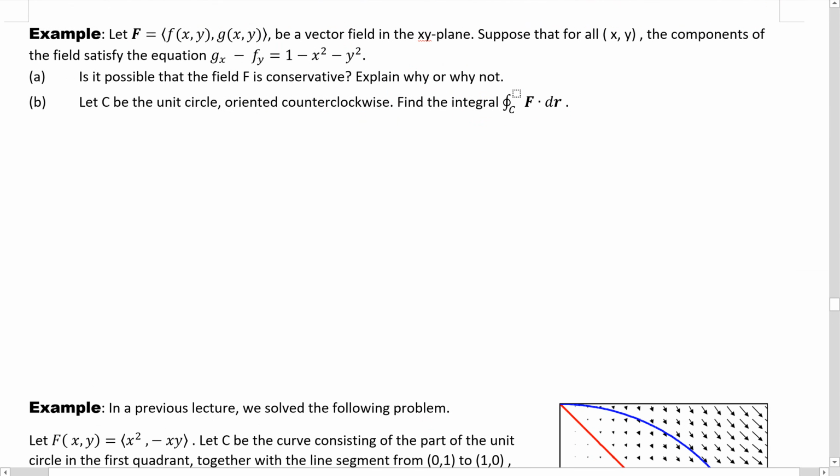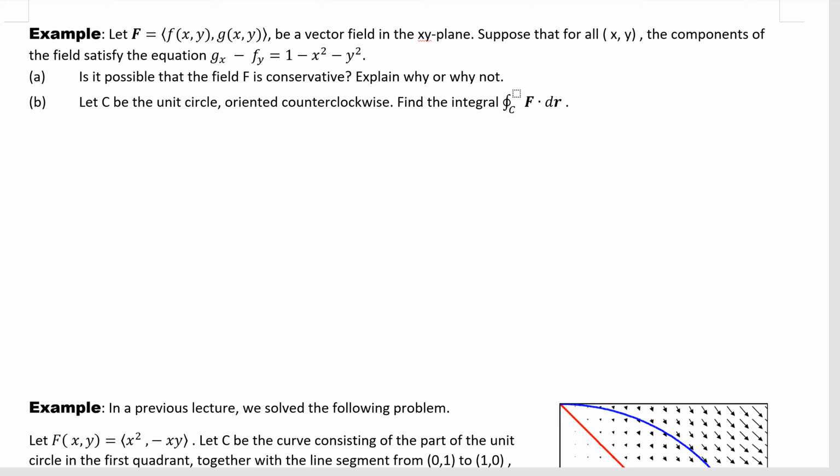Okay, so let F be a vector field in the xy plane. Suppose for all points in the xy plane, the components of the field satisfy the condition gx minus fy equals 1 minus x squared minus y squared. Is it possible that the field F is conservative? Explain why or why not.